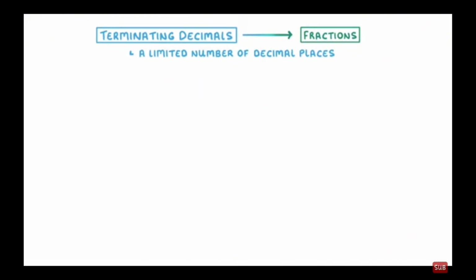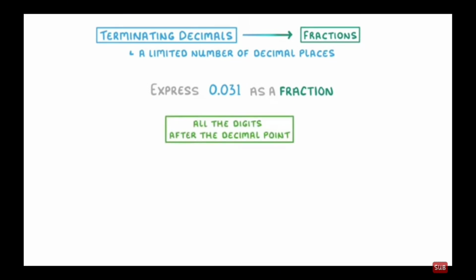As a slightly harder one, let's try to express 0.031 as a fraction. The first thing we're going to do is take all the digits after the decimal point, so 031, and put that as our numerator. This time though, we can get rid of the 0 and just write it as 31, because it's exactly the same thing. Then, like always, we put a 1 as our denominator, and work out how many zeros we need to add.